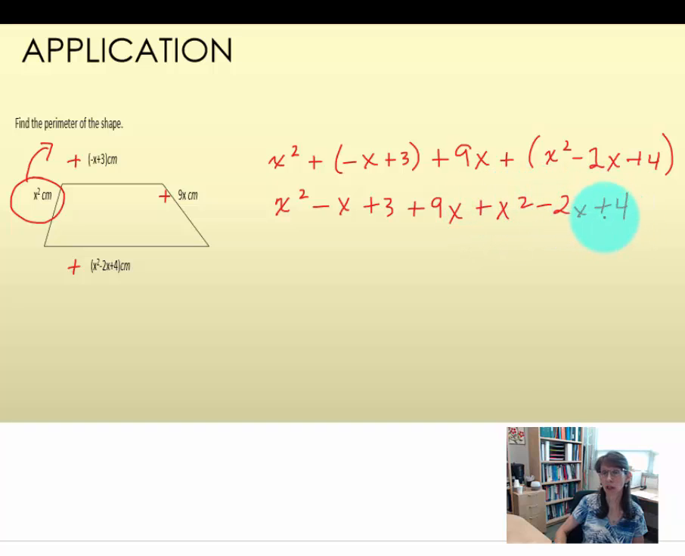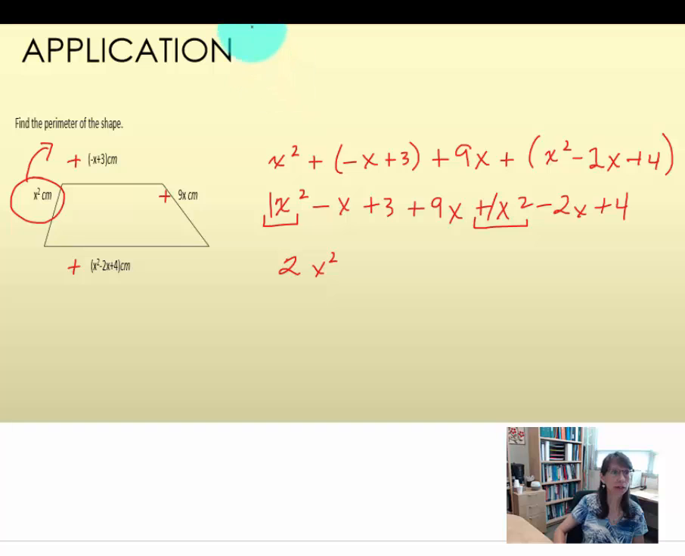So I'm just looking for like terms to combine, starting with the highest powered terms. That would be my x squared terms. So 1x squared plus 1x squared makes 2x squared.